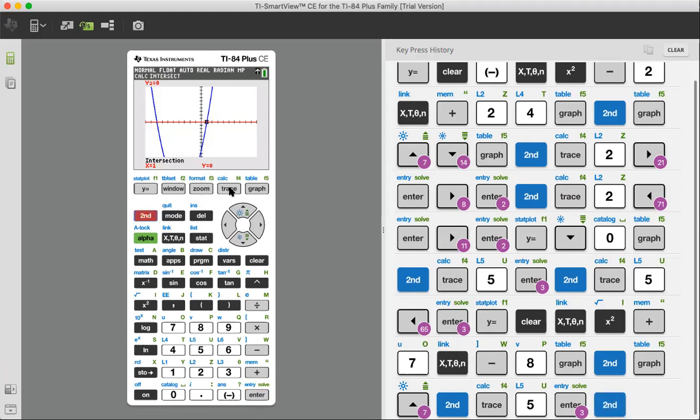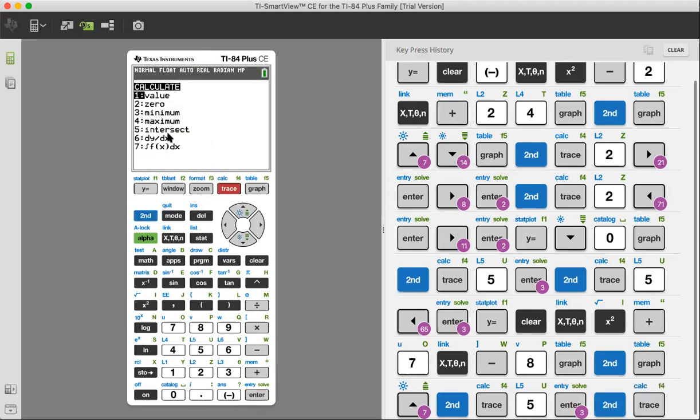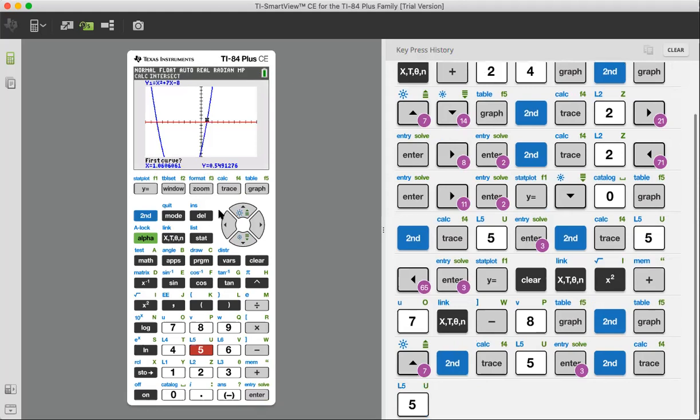I'm gonna do that again, second trace. Option 5, intersect. Now I'm gonna move my blinky guy closer to the other 0, because again, I don't want it to give me that same number. So I'm gonna just keep pressing this over button and I moved him closer. And now I'm gonna press my enter 3 times, once, twice, 3 times. And it gives us that intersection of -8, 0.